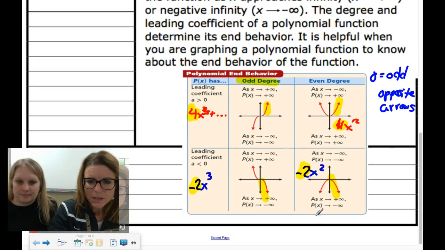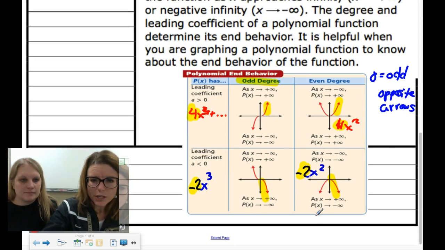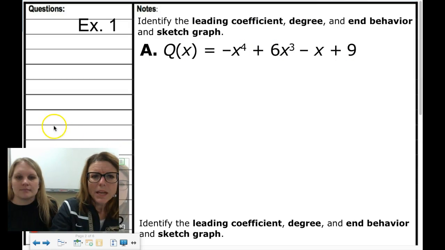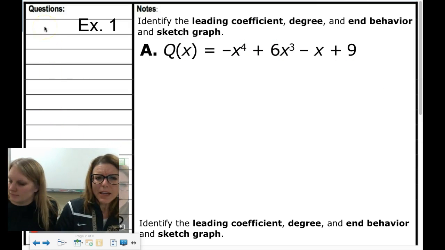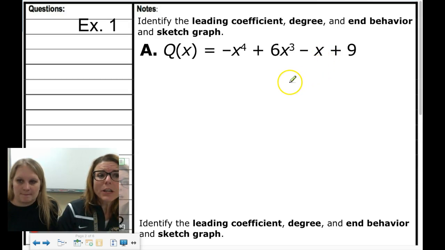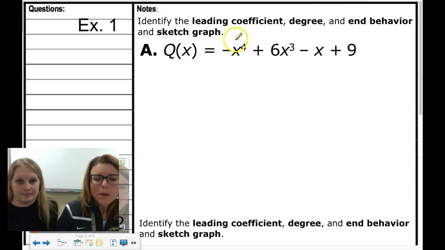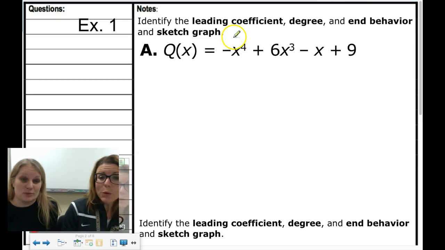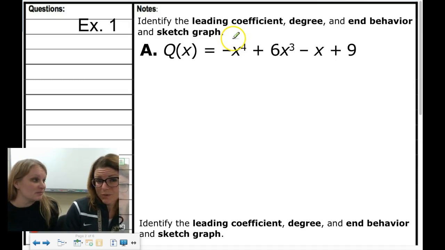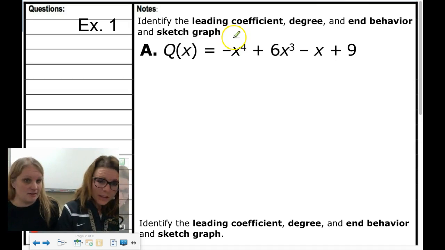Okay? Let's go to the next page here. And on the next page, it says, identify the leading coefficient, the degree, and end behavior, and sketch the graph. We are going to make your life so easy because all we're going to do when we sketch the graph is show two arrows. Either they're both going up, they're both going down, or they're going opposite ways.